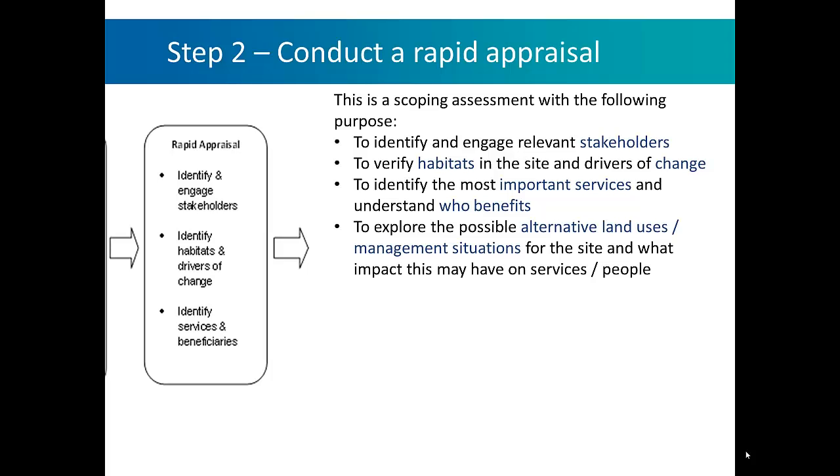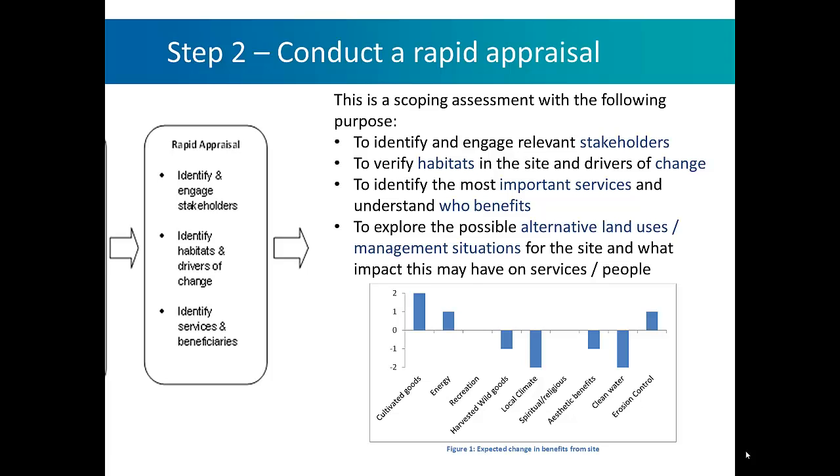The second step within this process is to then identify the most important services and to understand who is benefiting from those currently. So that involves a lot of discussion with stakeholders, perhaps in a workshop setting. And also this rapid appraisal allows you to explore possible alternative situations, either land use situations or different ways of managing the site, and to consider what this might mean for both the biodiversity of the site, but then also the services that it provides and what that means for people.